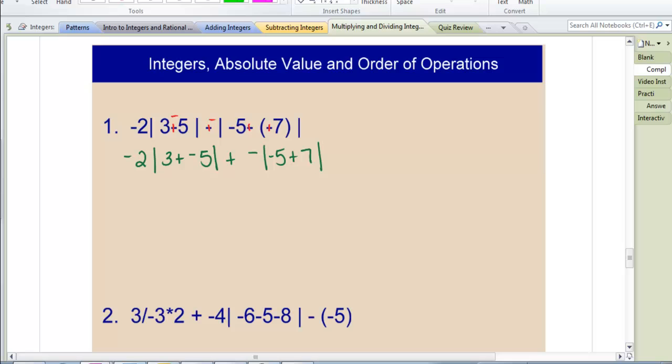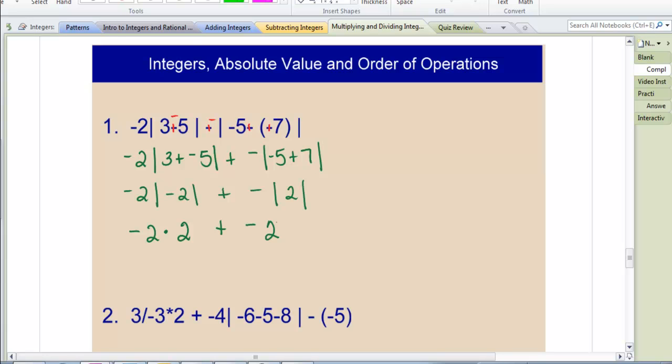Again, we're going to start within our absolute value bars. So 3 plus -5 is -2. So we end up with -2 times the absolute value of -2 plus the opposite of -5 plus 7 is +2. Now we're going to take the absolute value of -2 and of 2 before we move on. So -2 times the absolute value of -2 is +2 plus the opposite of the absolute value of 2 is 2, and the opposite of 2 is -2.